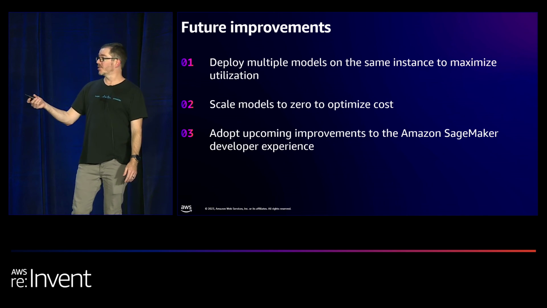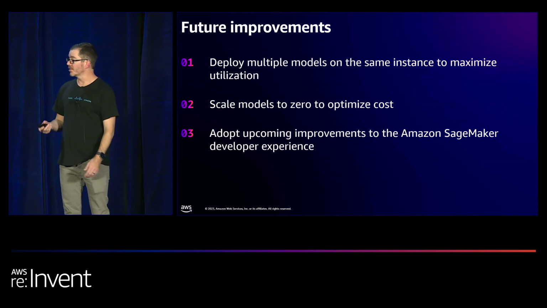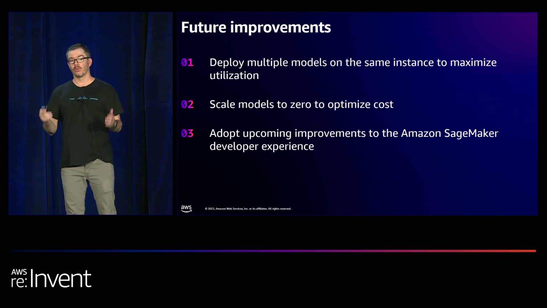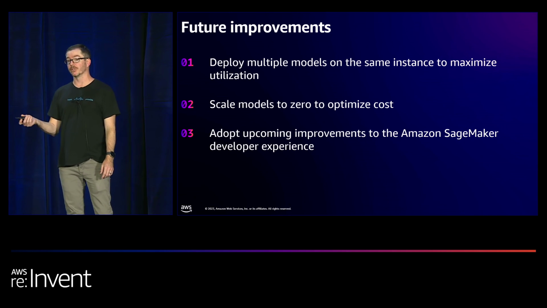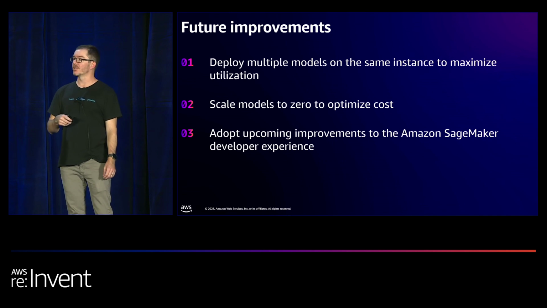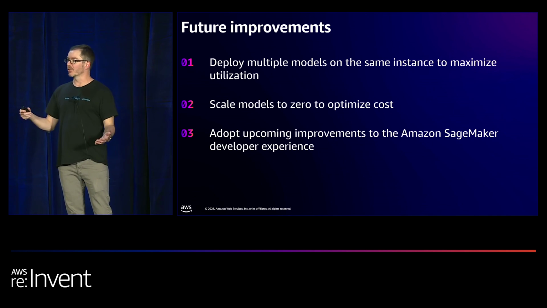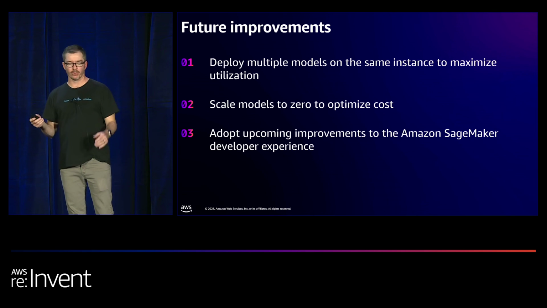We can, as I just said, scale models to 0 to optimize cost. We're using single model endpoints right now. We always have at least one copy of a model around. It would be really nice if we can get to 0. That we will be able to do very soon, much more easily than we had been able to do in the past, without having to rely on asynchronous inference for this particular use case that wasn't quite appropriate for what we wanted to do.